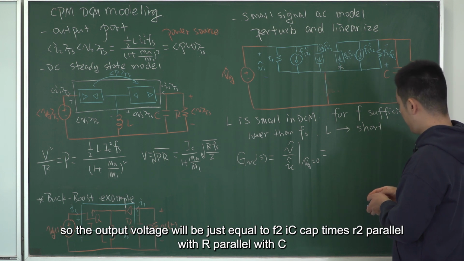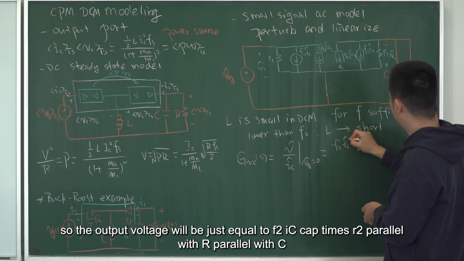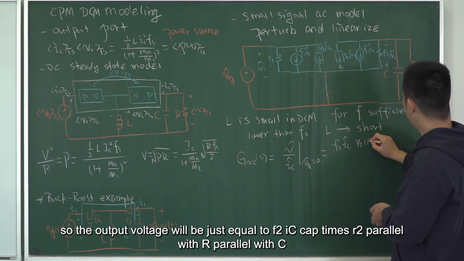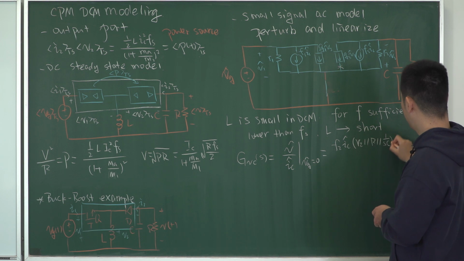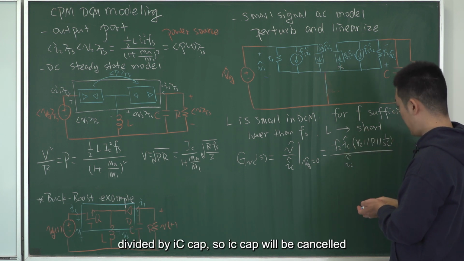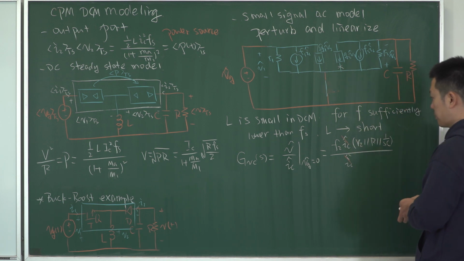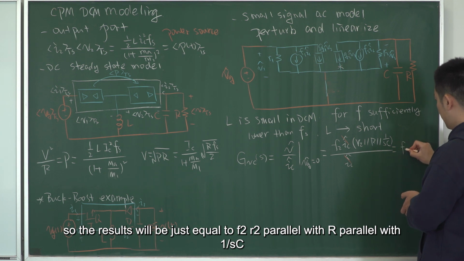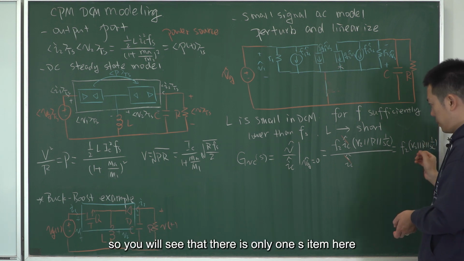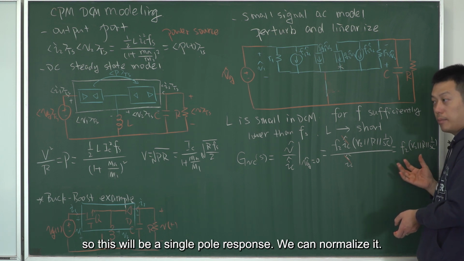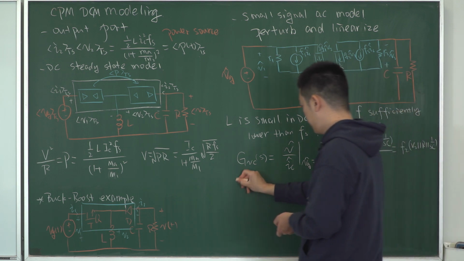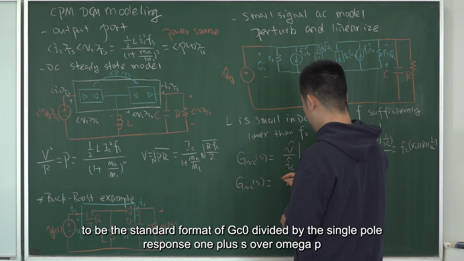So the output voltage will be just equal to F2 IC cap times R2 parallel with R, parallel with C, right? Divided by IC cap. So IC cap will be cancelled. So the result will be just equal to F2 times R2 parallel with R parallel with 1 over SC. So you will see that there is only one S term here. So this will be a single pole response. We can normalize it to be the standard format of DC0 divided by the single pole response, 1 plus S over omega P.